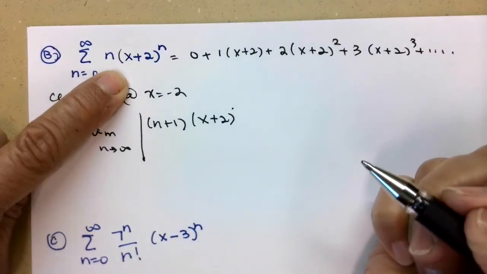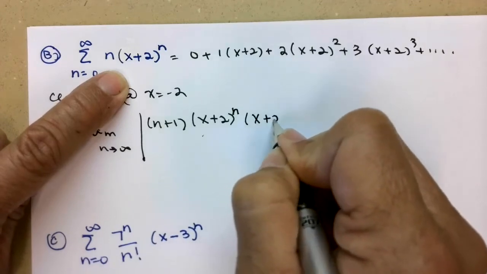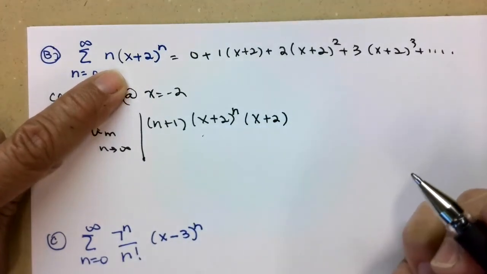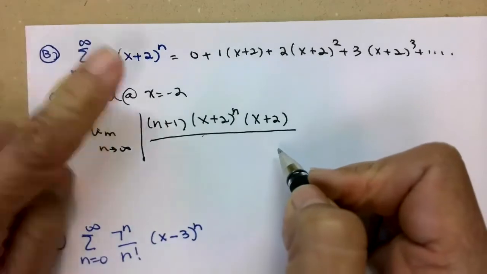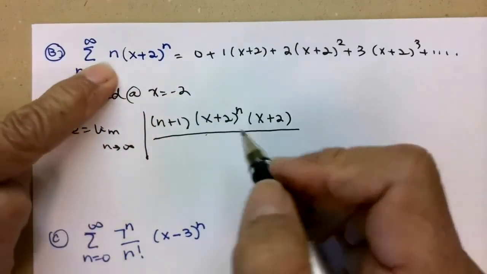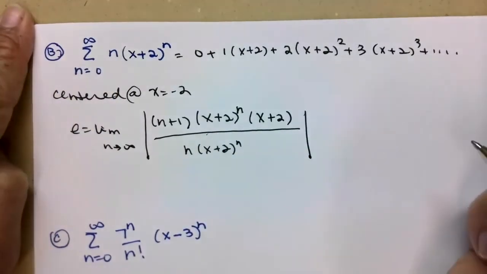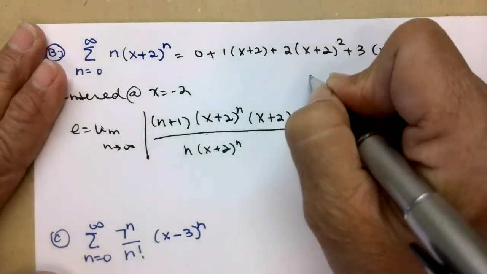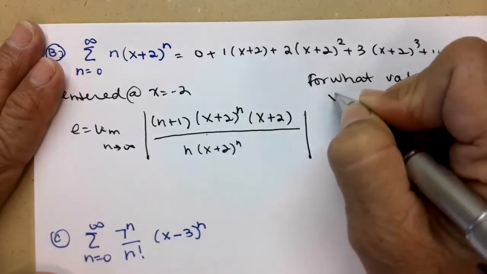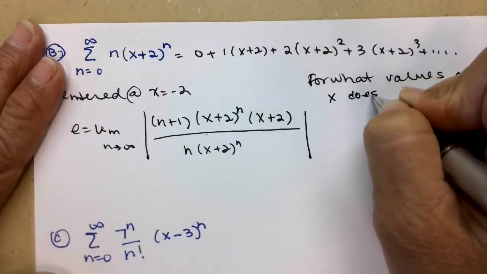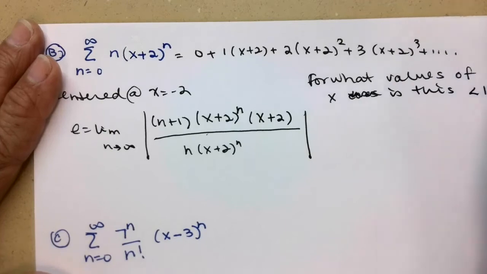Now remember what I did on that last example for the n plus 1. I'm going to have an x plus 2 to the nth. And then for the plus 1 part, I just get an extra x plus 2. Now I'm dividing by a sub n, and that's just this guy right here. This whole thing is my a sub n. So n times x plus 2 to the n. And now I want to know for what values of x does this converge? Let's say, is this less than 1?